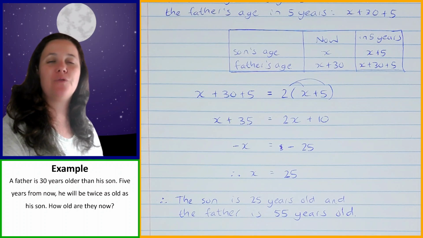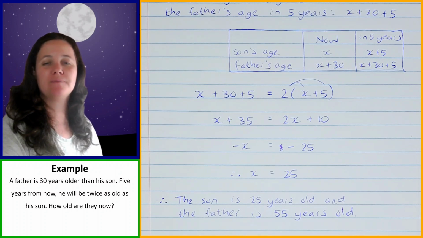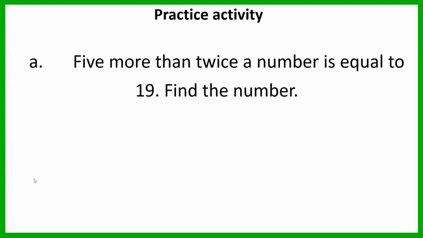Okay, now I'm going to give you a few that you're going to do for yourself. Here's the first one. 5 more than twice a number is equal to 19. Find the number. I'm going to give you 1 minute to solve this problem.